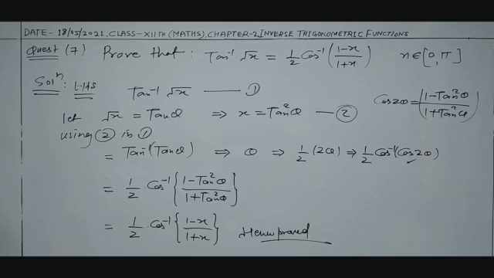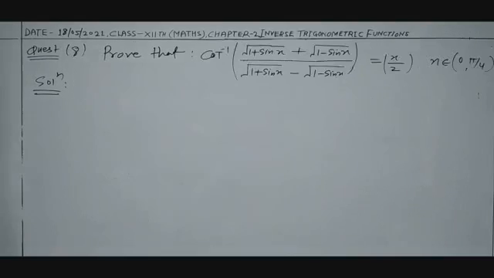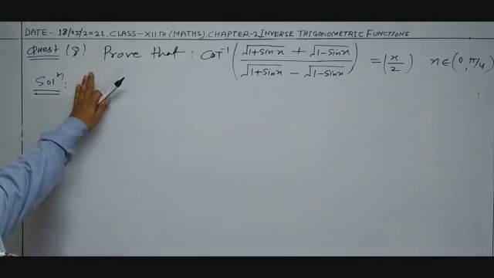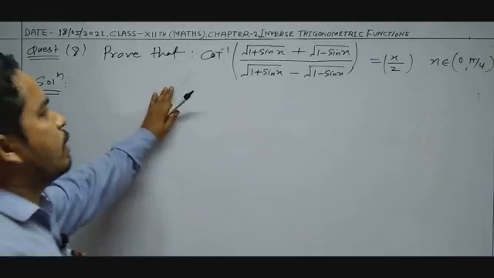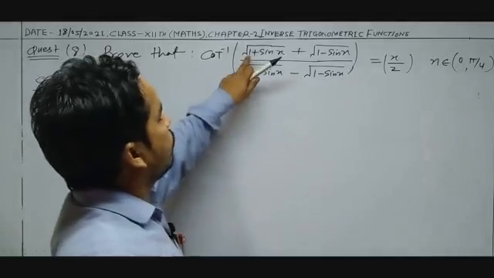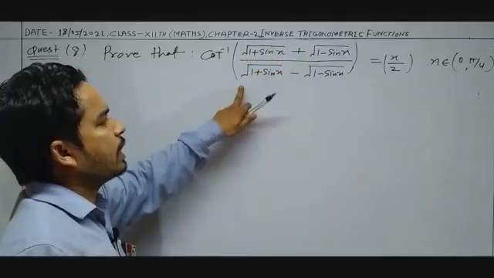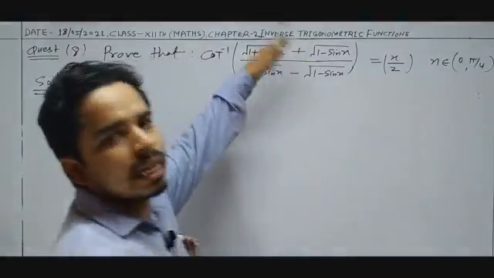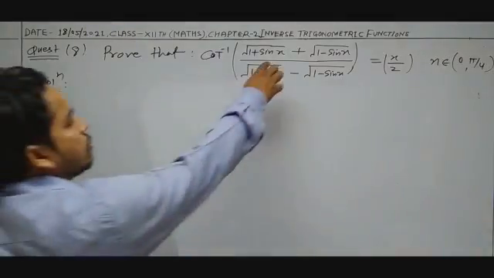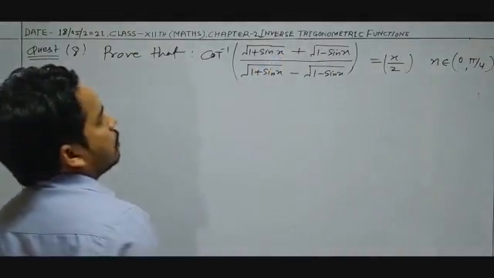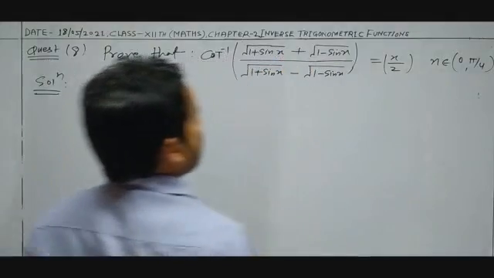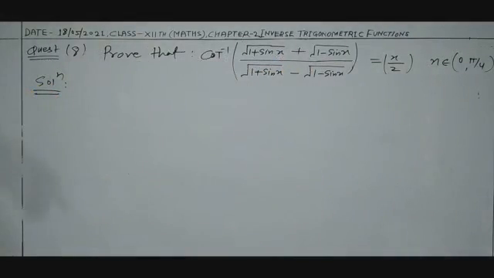Now come to question number 8. Now see, this is question number 8. Prove that cot inverse of (root over 1 plus sin x plus root over 1 minus sin x) whole upon (root over 1 plus sin x minus root over 1 minus sin x) equals x by 2. This is x, not theta. And the proof is x by 2.